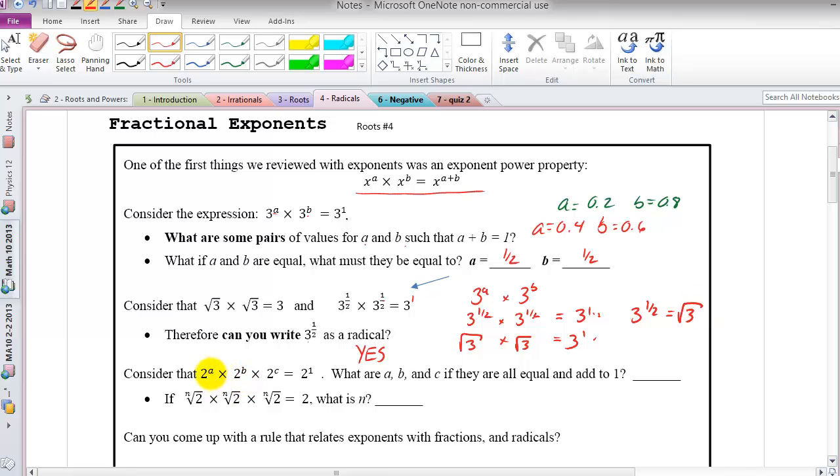Second example, I have 2 to the power of a times 2 to the power of b times 2 to the power of c is equal to 2 to the power of 1. So in this case, if a, b, and c are all equal and they add up to 1, they must be equal to 1/3. So you could have a similar situation as before. If you have 2 to the 1/3 times 2 to the 1/3 times 2 to the 1/3, that's equal to 2 to the power of 1/3 plus 1/3 plus 1/3, which is 2 to the power of 1. And if that is all equal to 2, that means n must be equal to 3.